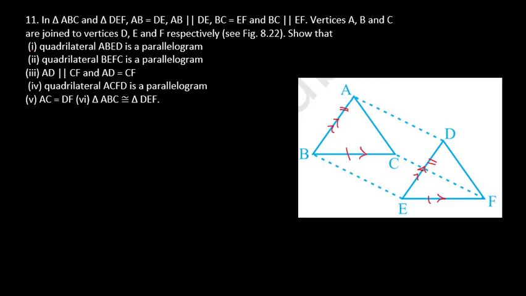Now, as ABED is a parallelogram, next I have to prove that AD is parallel to CF and AD is equal to CF. This I have to prove. So for that, what will I do? For that, I have to prove that ACFD is a parallelogram. Right?